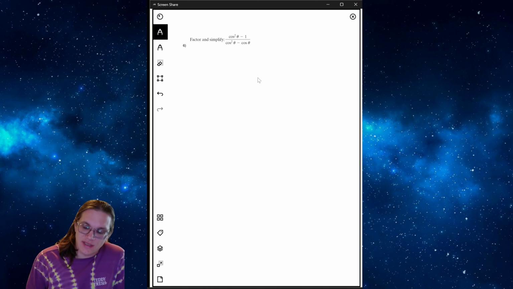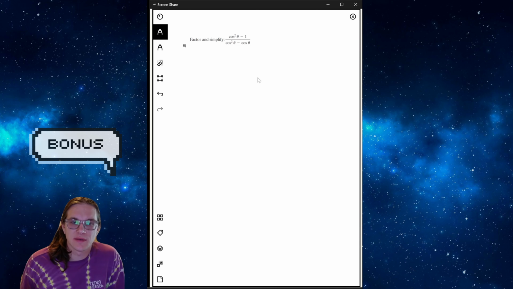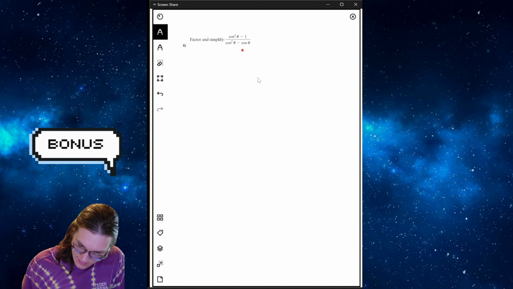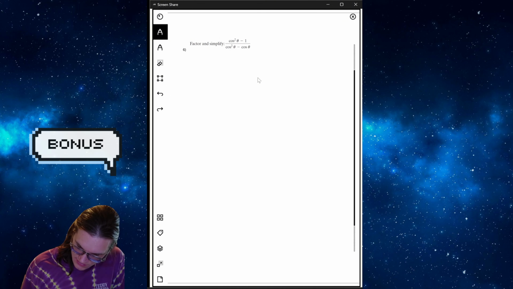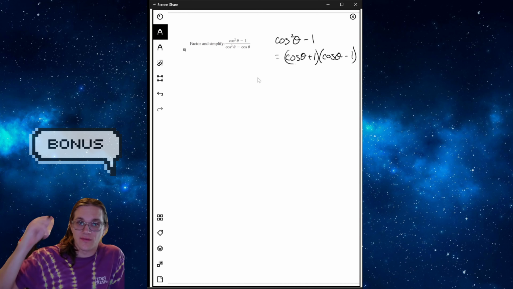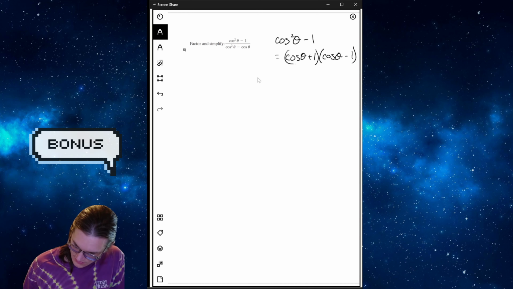Okay, this is definitely like a bonus problem. It took me a minute to really understand what the trick was on this one, but basically you have to just notice that this is a difference of squares, which is a bit out of our scope, and maybe I shouldn't have picked this problem, but it's a bit challenging, so we like it. This is the same as cosine theta plus 1 times cosine theta minus 1. To pick that out of thin air is hard to do, but you can do a check.